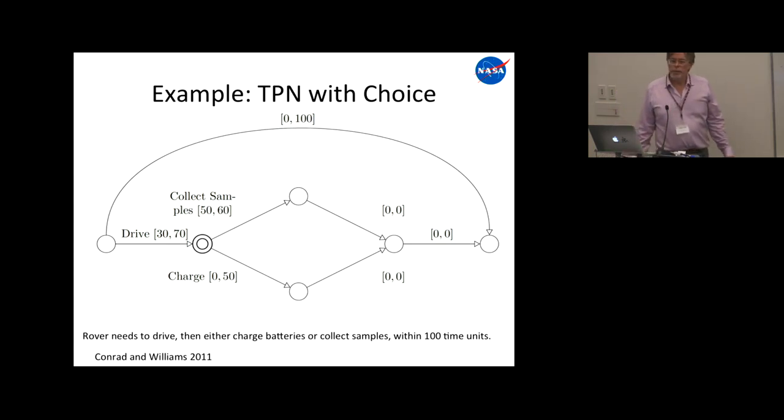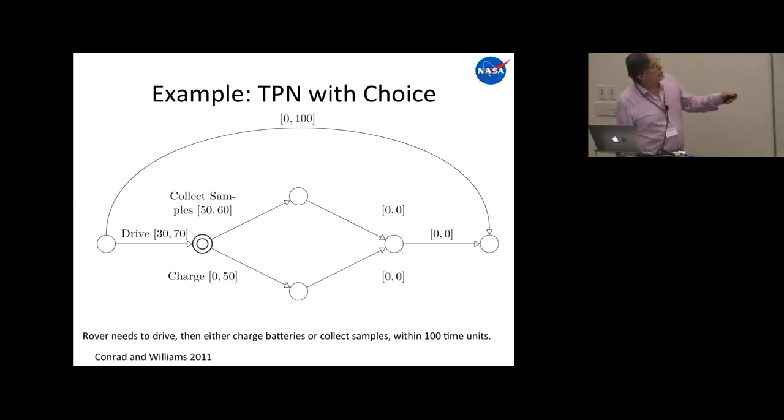Simple problem in a way, but it allows, at this juncture right here, it drives, and then it chooses whether to collect samples or charge at this point. Now, the interesting thing is, it has this constraint of 100 time units, upper bound, so it has to finish within 100 time units. Now, what does choice give you? Choice actually gives you two things.